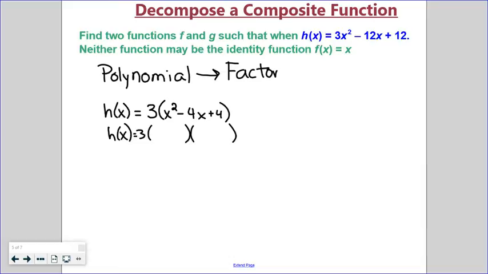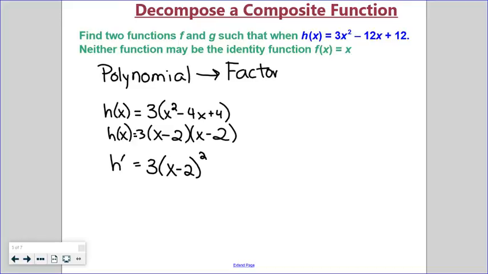Factors of positive 4 that add up to negative 4 would be negative 2 and negative 2. Now, I told you that they were going to create it in a way that this was going to work out nicely for us. Notice that our two factors are identical, right? X minus 2 and x minus 2. And instead of writing them separately twice, I can write it one time squared. Yes, that's what squared means. That times itself.